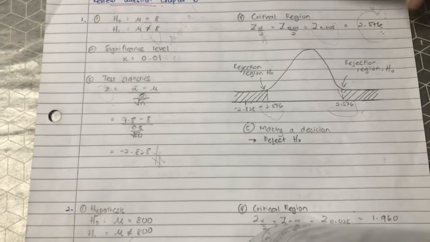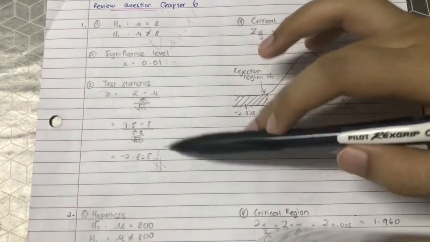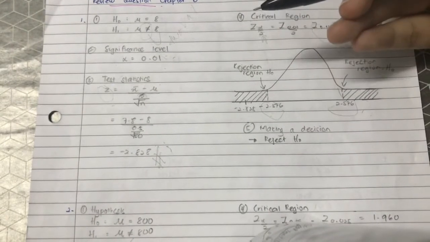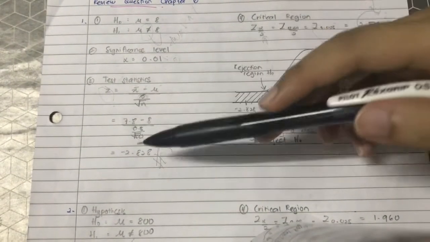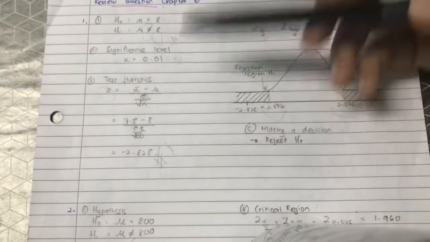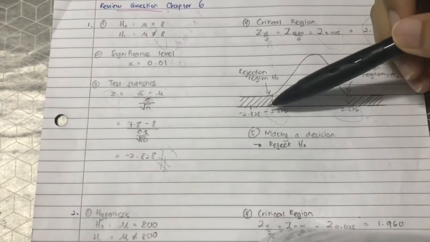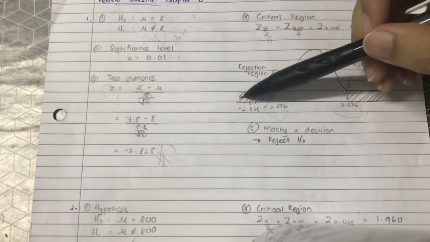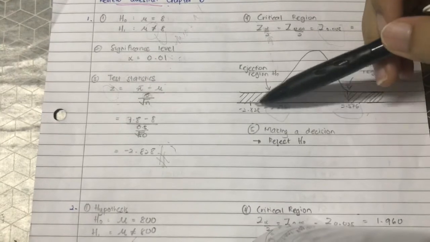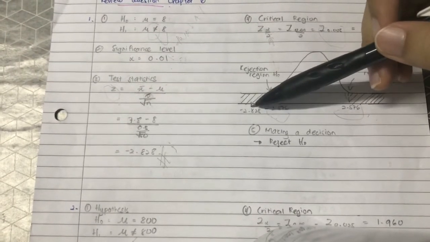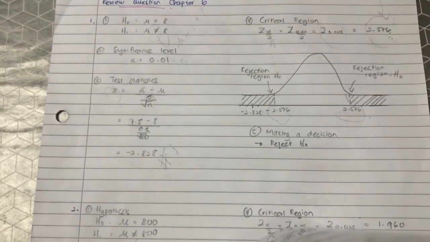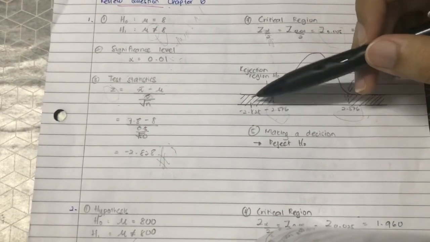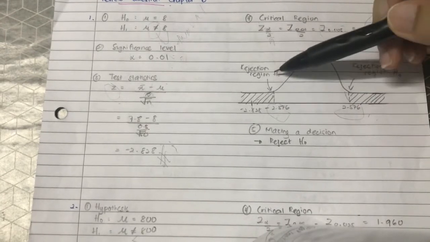So for the number that we got from step 3, you need to work out where its location is. It is negative 2.828. You see here, this is negative 2.576, right? So it will be in this area here. So I put it here, negative 2.828. As you can see, the test statistic that we got is located in the rejection region of H0.